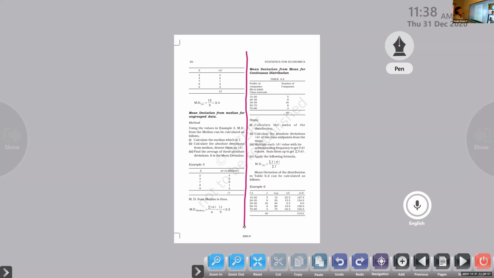Okay, the screen is properly visible there, right? Want to increase the size? Is that okay? Okay, slightly increased. Here it is.